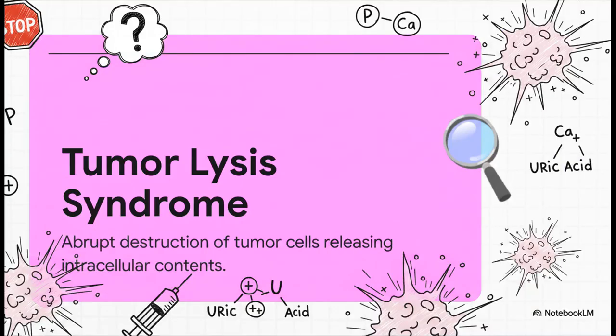Now, because both of these malignancies have incredibly high cellular turnover, we absolutely have to talk about tumor lysis syndrome. This is the abrupt destruction of a massive number of tumor cells, usually right after you start chemotherapy. When these cells burst, they just dump all of their intracellular contents right into the bloodstream. This causes massive hyperkalemia, hyperphosphatemia, hyperuricemia, and conversely, hypocalcemia, because all that calcium binds to the excess phosphate. The absolute dumbest mistake you could possibly make here is initiating aggressive chemotherapy without preparing for this massive metabolic dump.